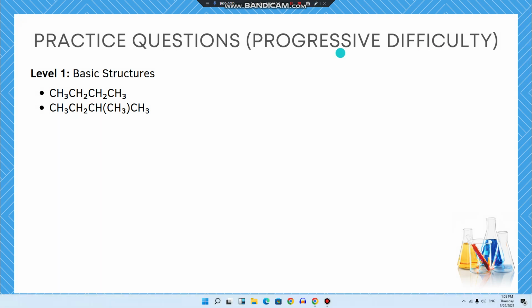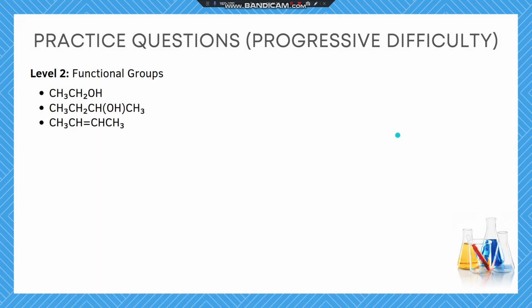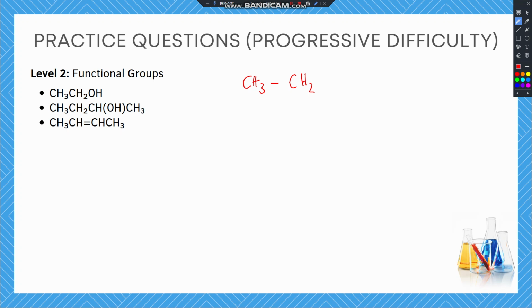So now we've dealt with easy and basic structures. Let's move into more complex structures, the ones that have functional groups attached to them. So we have the first one being CH3 bonded to CH2, which is now having OH, or an alcohol functional group. So first things first, let's count the base name, the number of carbon atoms that we have.